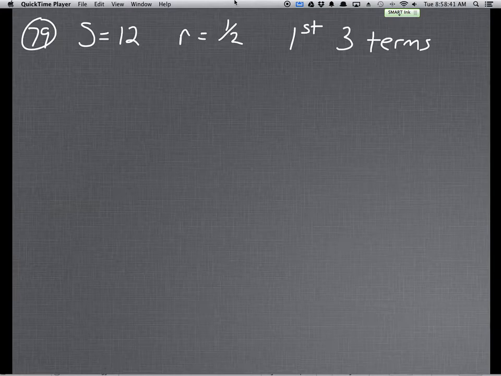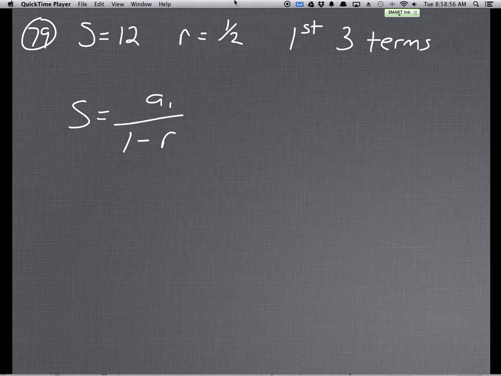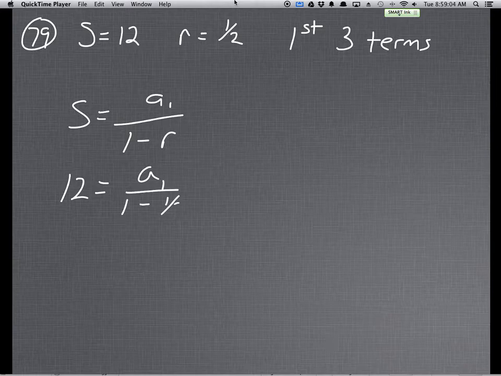So what formula do I want to use? The last one. Why the last one? Because there's the sum. It's an infinite series, so I've got to use the last one. So S equals a sub 1 over 1 minus r. So I'll plug 12 in for S. a sub 1 is what I'm looking for, and my r is 1/2.